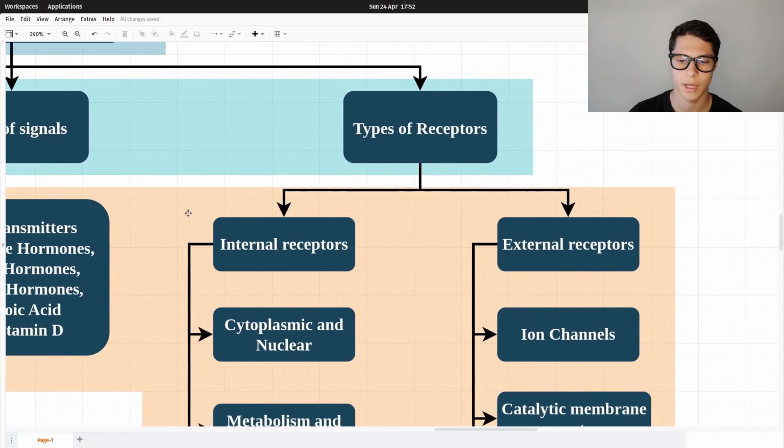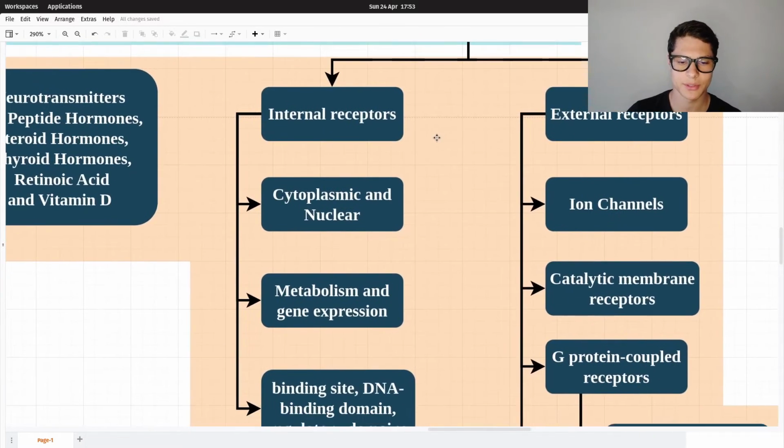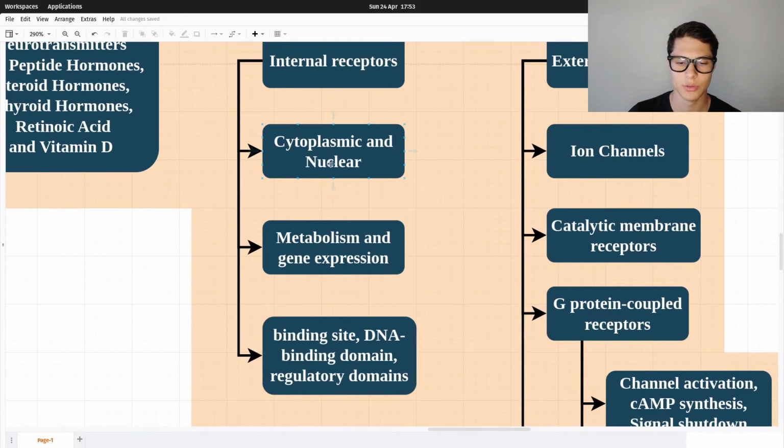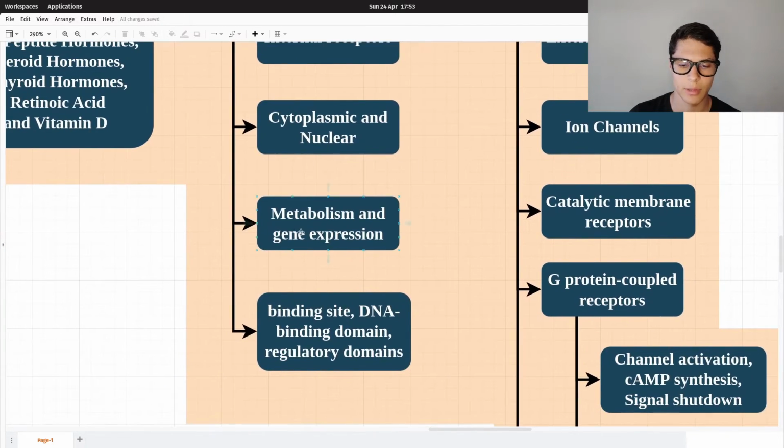Then we have the types of receptors, because a cell sends a signal to another cell, but the receptors are needed to get that signal and to be able to interpret it well. So we have internal receptors, which are cytoplasmic and nuclear. That means that they can be inside the cytoplasm or inside the nucleus of the cell. They regulate metabolism and gene expression.